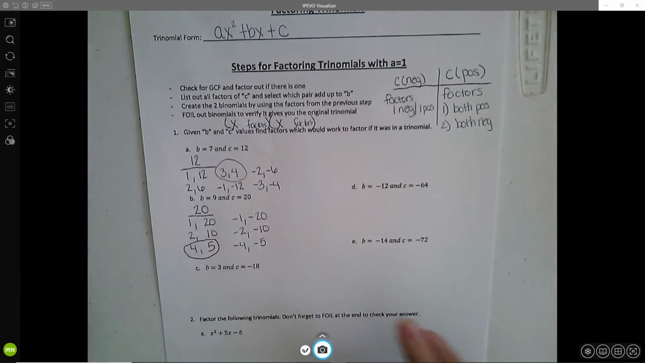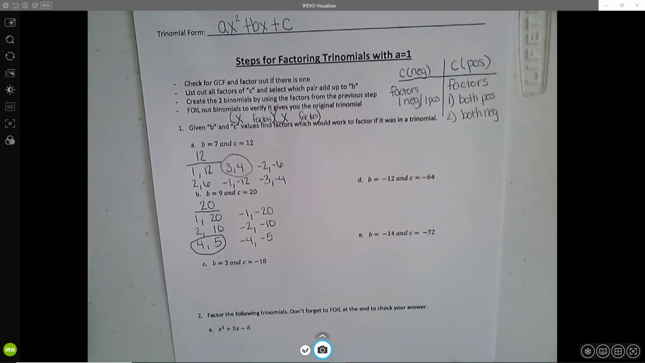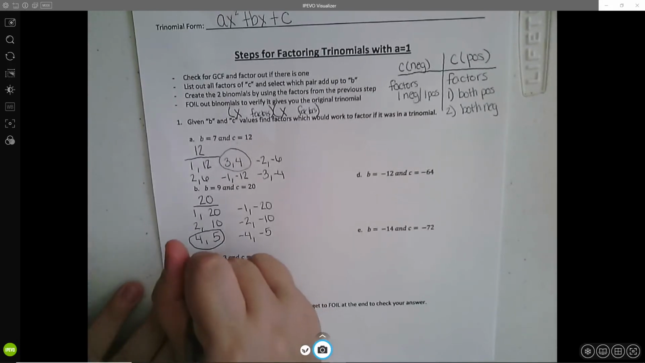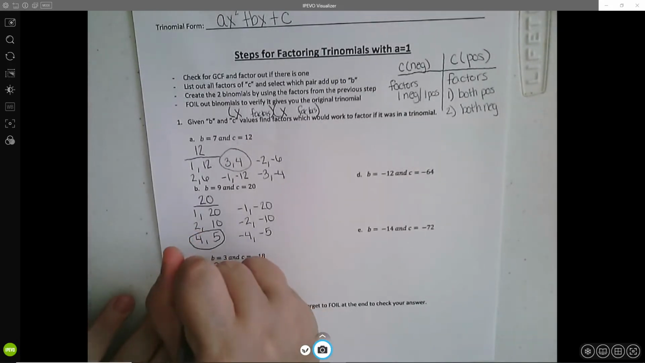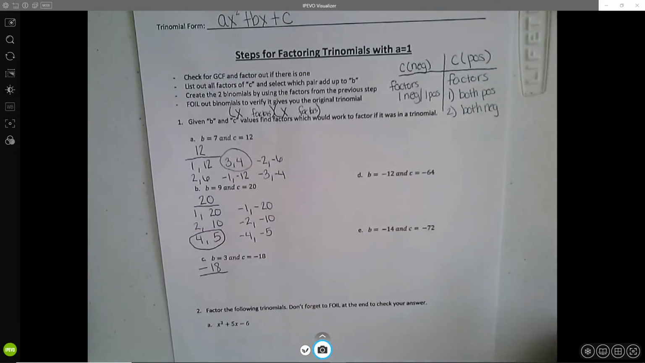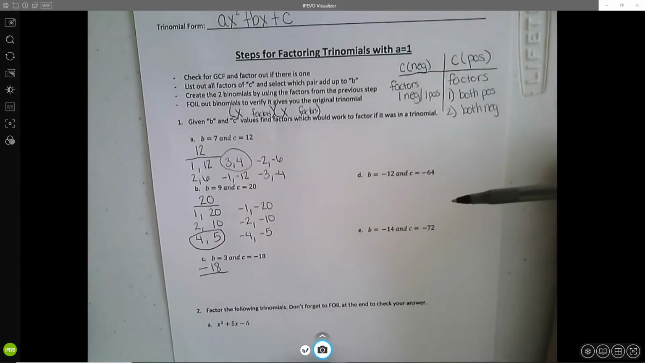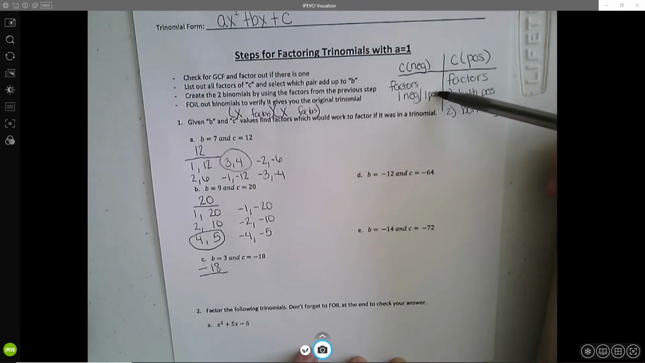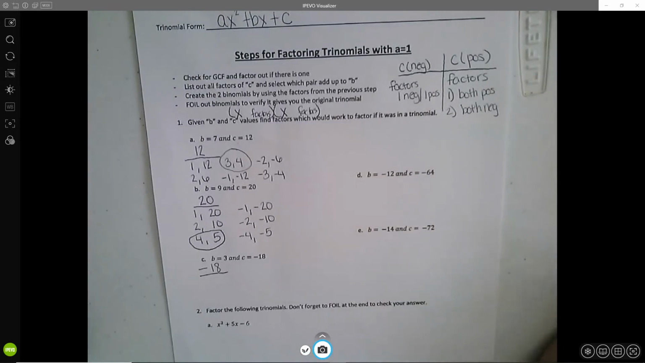Okay, so now, looking here at C. My B value is 3 and my C is -18. Always start with that C value. C is -18. I'm going to go up here to the chart. When C is negative, I have factors where one is negative and one is positive. So this is how I always start when my C is negative.